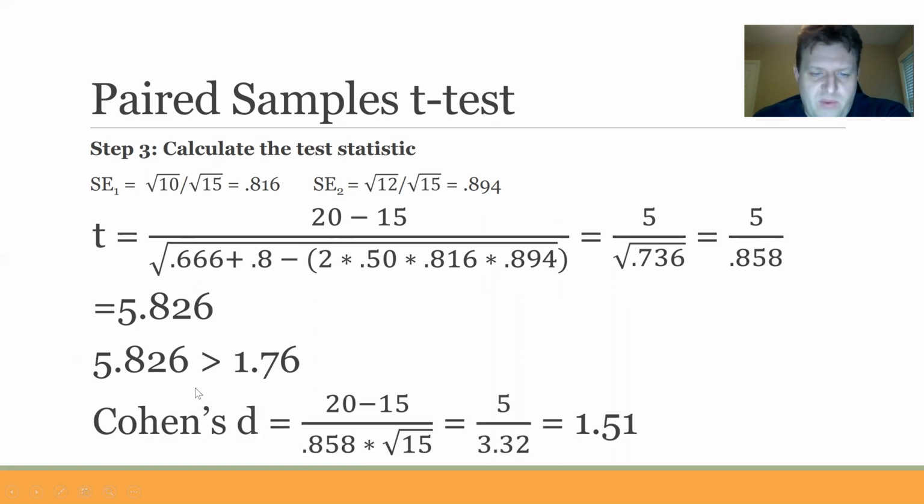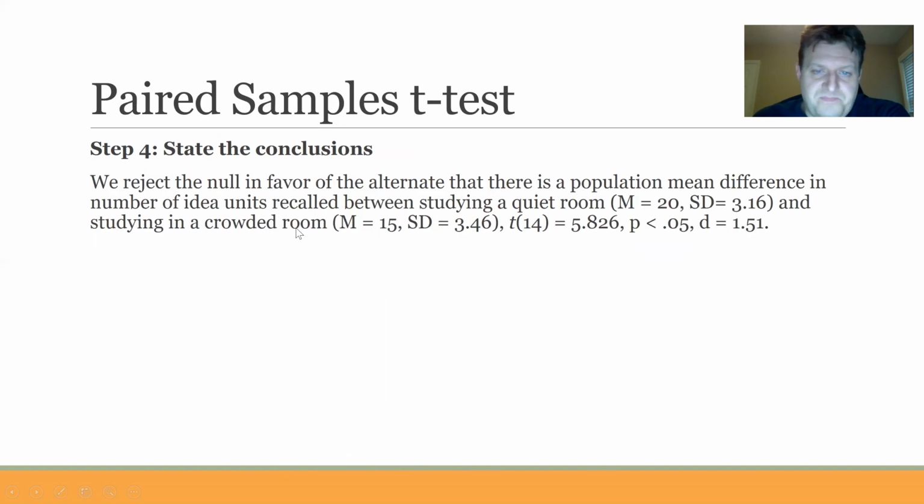We need to calculate Cohen's d. So using the same formula that I showed you guys in the last problem, 20 minus 15, we have 5. We're going to multiply what's in the denominator by the square root of n. And when we finally do this, the effect size is 1.51. That's a pretty large effect. There's a standard deviation unit and a half difference between the two conditions.